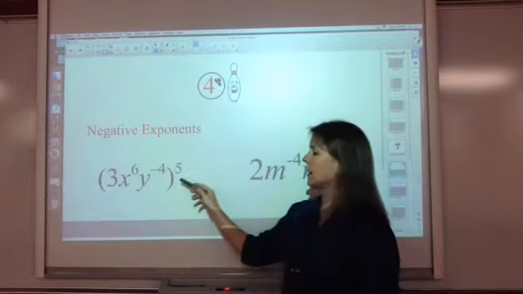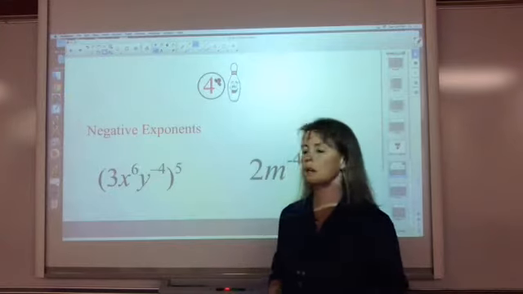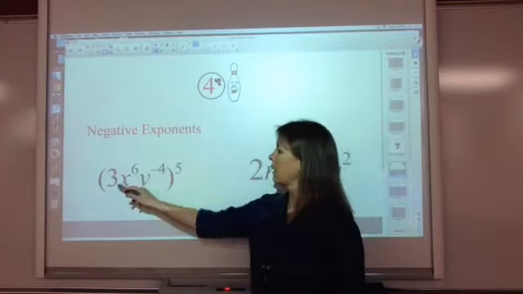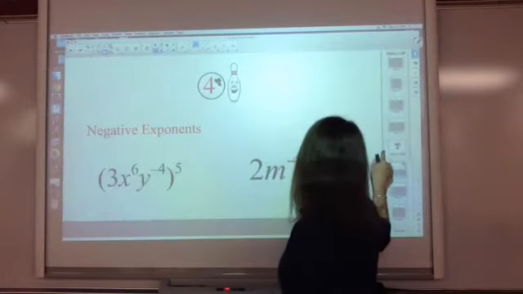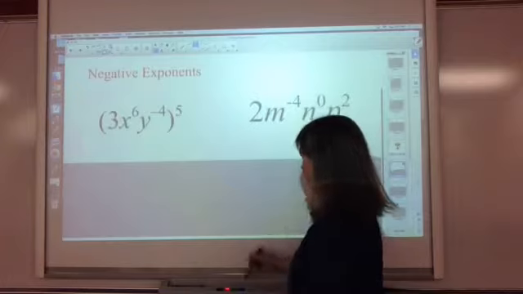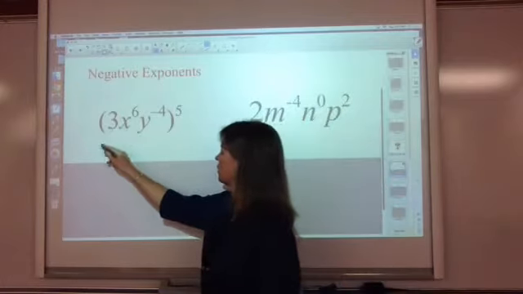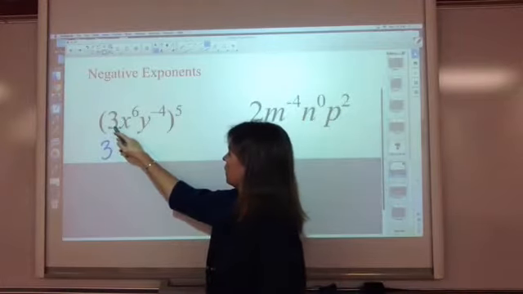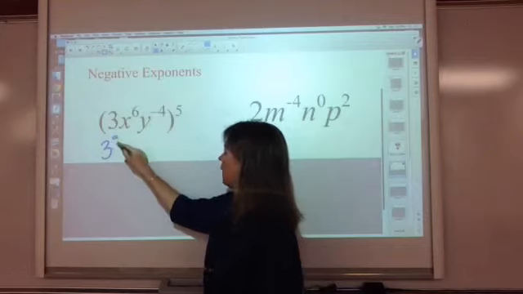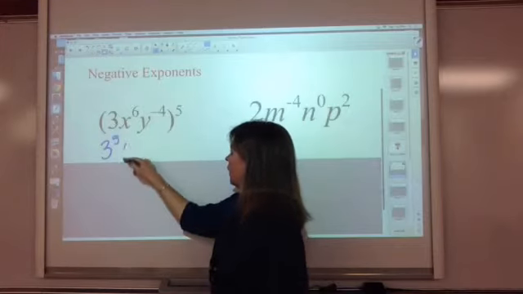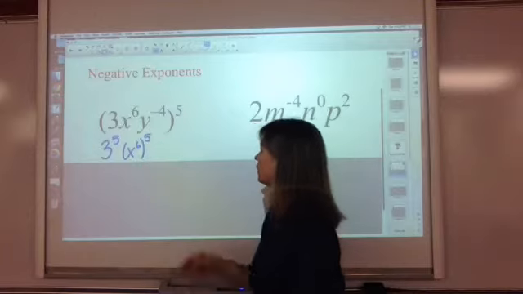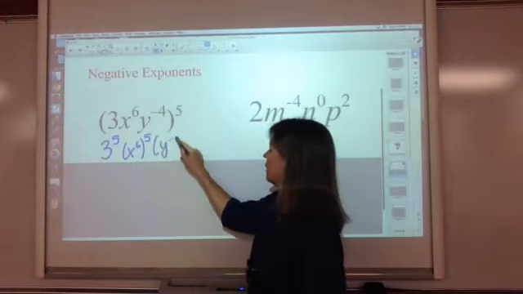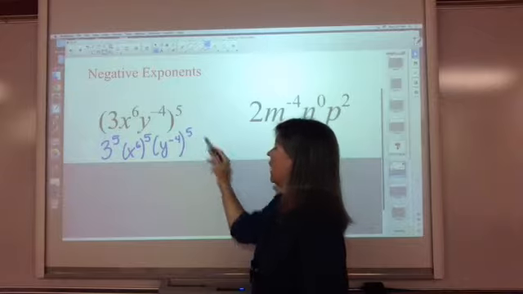But first, you follow the rules from frame 3 of any properties, the multiplication, the addition, the power of a power. So in this first problem, you will do each entry. 3 gets a power of 5. X to the 6th gets a power of 5. Y to the negative 4th gets a power of 5.